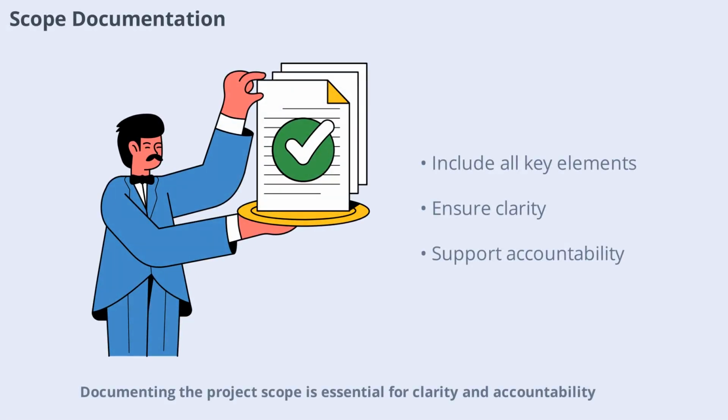Documenting the project scope is essential for clarity and accountability. Good documentation includes objectives, deliverables, exclusions, and acceptance criteria. It serves as a reference for the team and stakeholders, reducing confusion and disputes. Let's look at best practices for documenting your project scope.